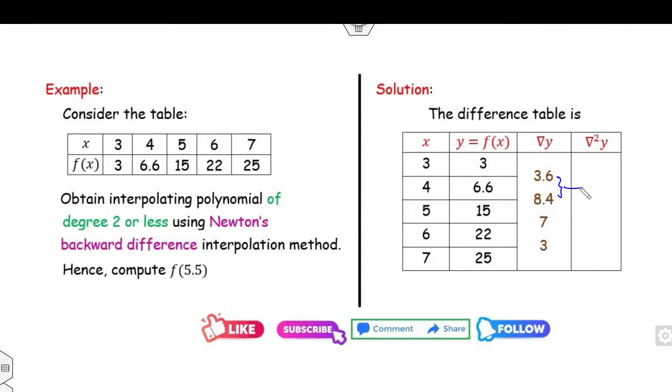You can subtract, you can write the table. You can subtract, you can get this number. You can subtract, you can get the minus 4. Again, the values are not same. You can find the del cube.